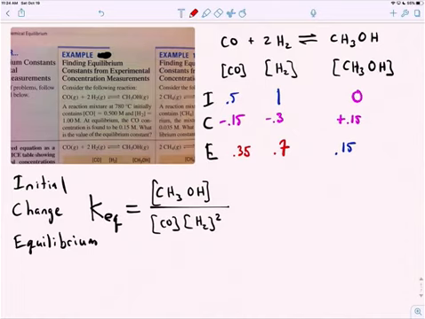If we start with 0.5 and we lose 0.15, that means we have 0.35 molar carbon monoxide at equilibrium. We have 1 minus 0.3, or 0.7 molar hydrogen at equilibrium, and already established 0.15 molar methanol at equilibrium. Now, the equilibrium constant is going to be products over reactants raised to their powers, so that's methanol over carbon monoxide times hydrogen squared. Now we just put in the numbers.